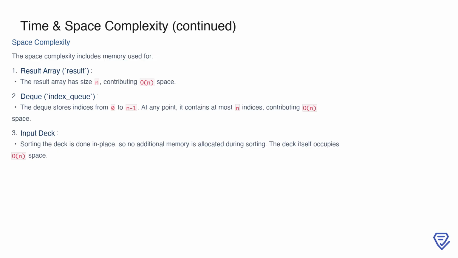The first primary contributor to space usage is the result array, which has a size of n, contributing O(n) space. Next, we have the deque, which is used to store indices from 0 to n-1. At any given time, it contains up to n indices, so it also contributes O(n) space. The input deck itself does not require additional memory during sorting, as the sorting is done in place. Therefore, the memory usage for the input deck is also O(n). These components together determine the space complexity of the solution.